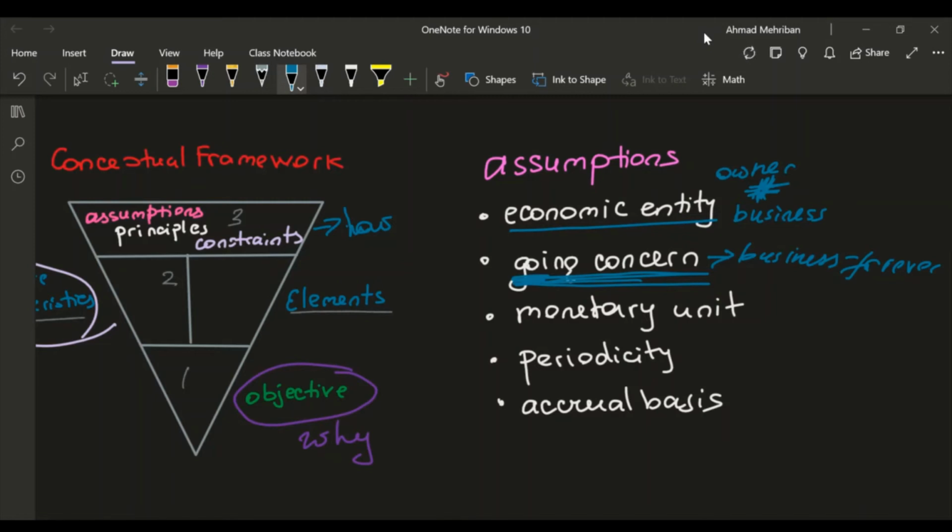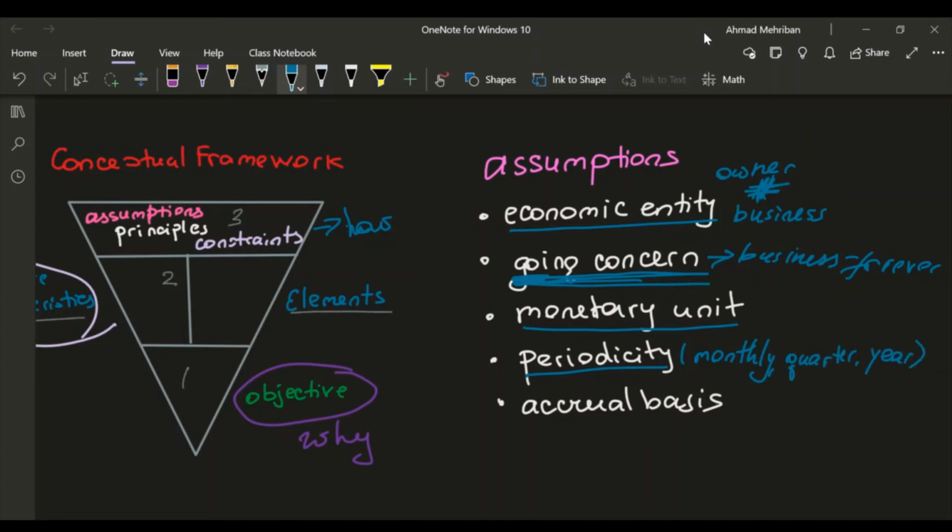The next one is monetary unit. Again, you are already familiar with that one. This basically means that all financial information is reported using some denominator as a basis for accounting measurement. Next one is periodicity. The periodicity assumption simply implies that a company can divide its economic activities into artificial time frames. Most common are monthly, which we've done before, then the quarter, and then of course a year.